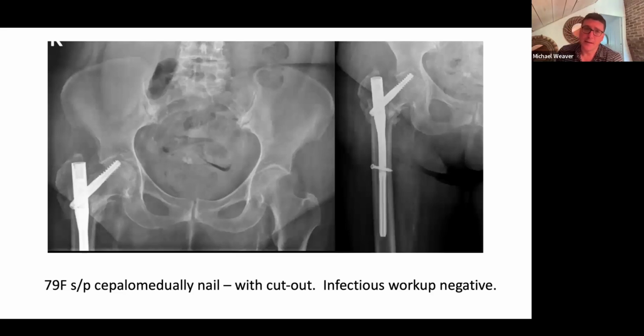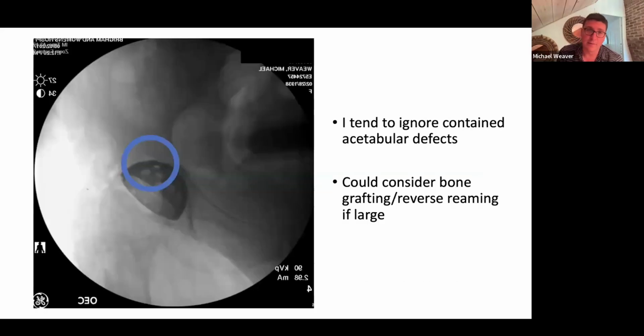Another example of a cutout of a femoral nail. Again, infectious workup. This is one where the area of erosion into the acetabulum is small, and so I think you're going to avoid a defect that needs to be grafted. Sometimes they'll put some of the bone graft from the femoral head and reverse ring that in, but certainly don't need to go to any great lengths.